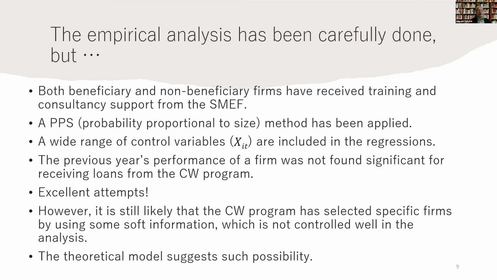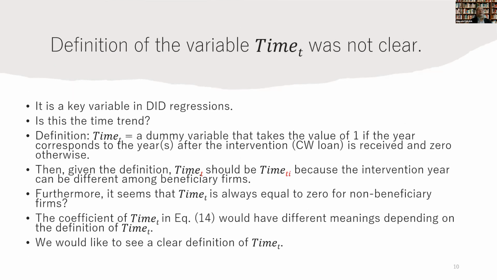And it also shows that a firm's previous year's performance was not significant for receiving loans under the CW program. So they show that the analysis was relevant, but still I'm wondering whether the CW program selected specific firms by using some soft information which is not controlled well in the program. And actually, the theoretical model suggested this possibility. So the implicit assumption in the empirical analysis and the theoretical suggestion are not necessarily consistent. But anyway, it was a very interesting analysis.